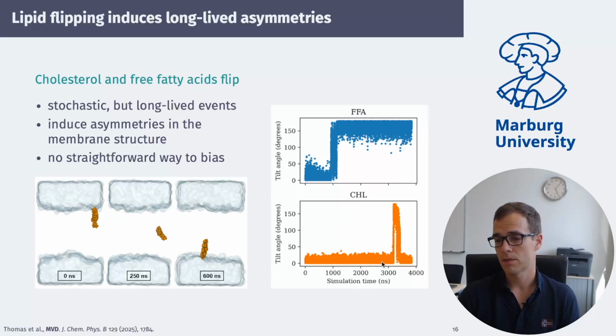Here is a different type of time series. Here we show the flipping and the flipping back of a cholesterol molecule. So this did not lead to these long-living asymmetries, but still this flipping event takes several hundred nanoseconds. Actually, this is the first half of what is shown here.